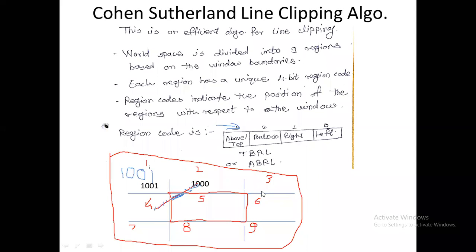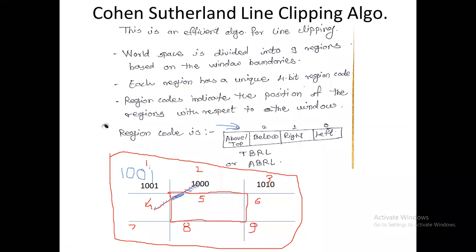Okay. Next is what? Again, this third region. It is on the top? Yes. So I will set the first bit to 1. Is it below? No. So it will be set to 0. Is it on the right hand side of this boundary? Yes, it is on the right hand side. So this bit will be set to 1, and if it is 1, left will be 0. So this code will be 1010, and so on. You can calculate the fourth region also.